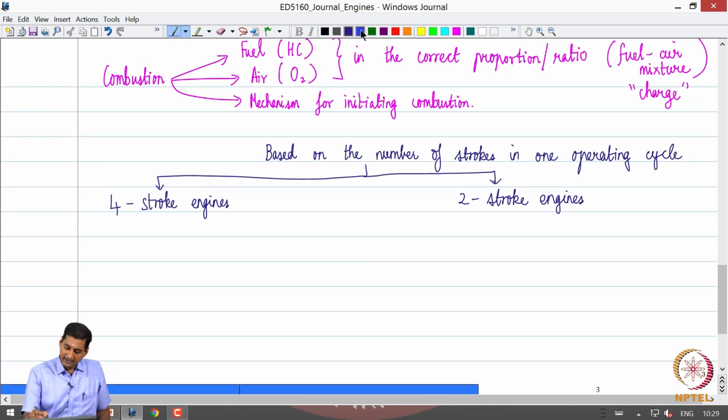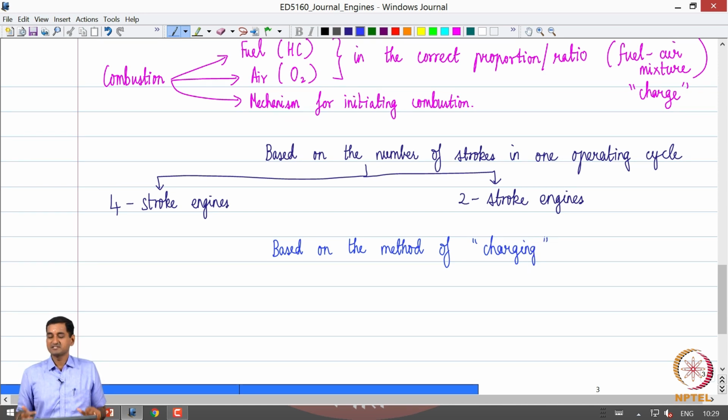Then another attribute by which we classify engines is based on the mechanism of charging. Okay, as I just mentioned, what is charging?